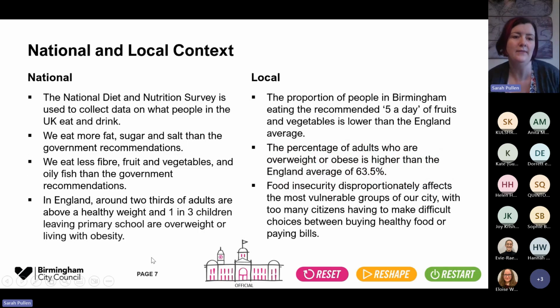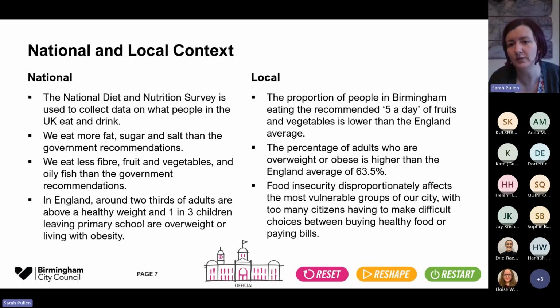On a national level, the Diet and Nutrition Survey is used to collect data on what people in the UK eat and drink. And through that, it's been found that we eat more fat, salt and sugar than the government recommendations. So as a nation, we do. We also eat a lot less fibre, fruit and vegetables and oily fish than the government recommends. And in England, around 2/3 of adults are above a healthy weight, and 1 in 3 children leaving primary school are also overweight or living with obesity.